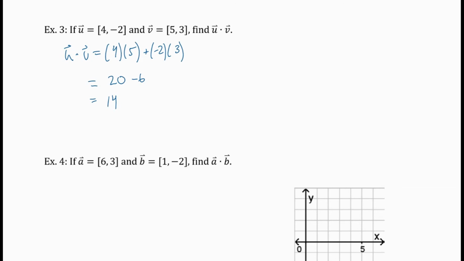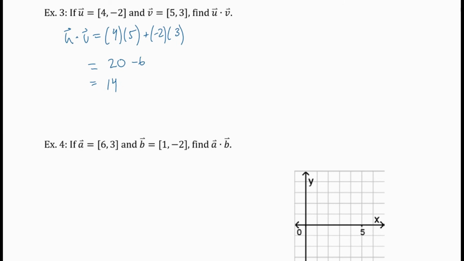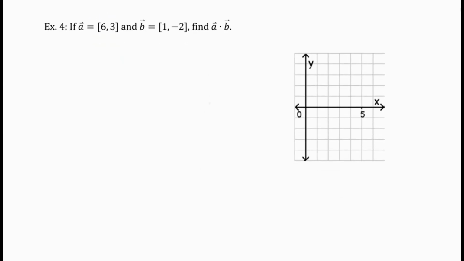You can really see how Cartesian vectors are better. They're easier to use. They're better to work with. They're more meaningful in a lot of ways. They're very straightforward. Okay, last example. Given two vectors A and B, find A dot B. So 6 times 1 plus 3 times -2 is 6 minus 6, which is 0.